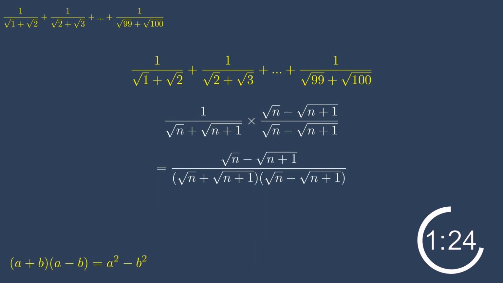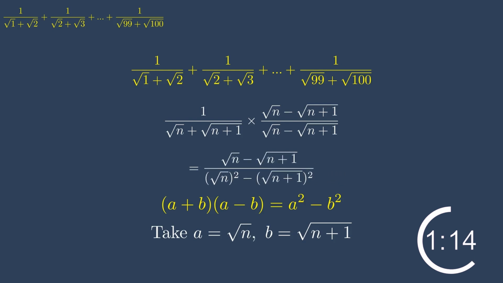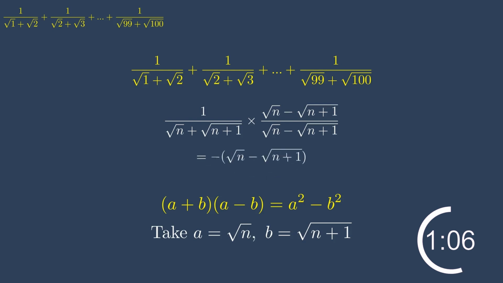We can now use our difference of squares formula in the denominator. Take a equals root n and b equals root n plus 1, and we can rewrite our denominator like so. This is equivalent to n minus (n plus 1), which is just negative 1, thus making the numerator negative.